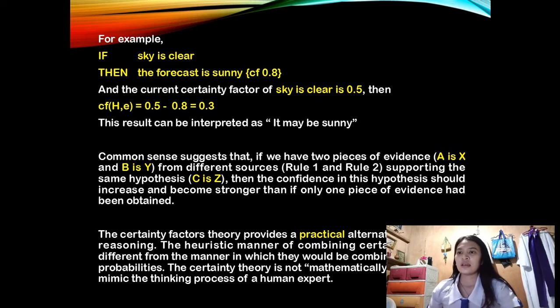Common sense suggests that if we have two pieces of evidence, E1 and E2, from different sources, Rule 1 and Rule 2, supporting the same hypothesis H, then the confidence in this hypothesis should increase and become stronger than if only one piece of evidence had been obtained. The certainty factors theory provides a practical alternative to Bayesian reasoning. The heuristic manner of combining certainty factors is different from the manner in which they would be combined if they were probabilities. The certainty theory is not mathematically pure, but does mimic the thinking process of a human expert.